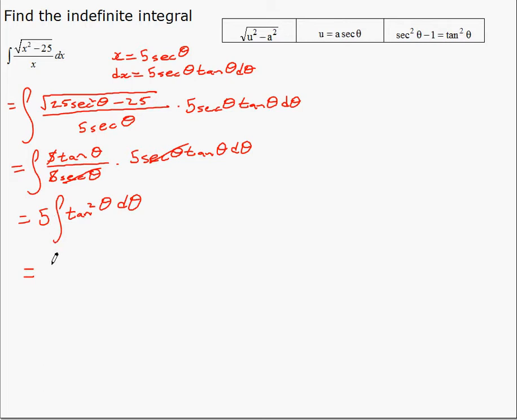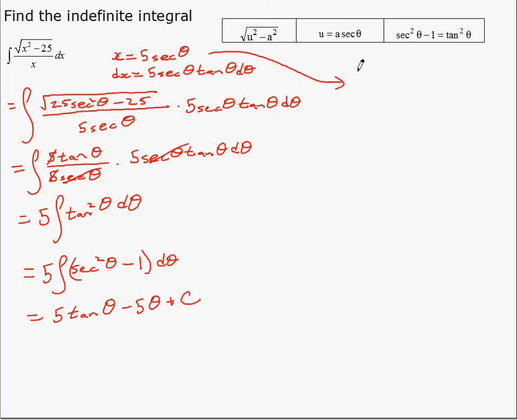Tan squared we can't integrate directly, but tan squared is equal to secant squared theta minus 1. Doing this substitution again, and we can integrate secant squared. The integral of secant squared is tan, and the integral of 1 is theta, and plus a constant. So we have our integral.